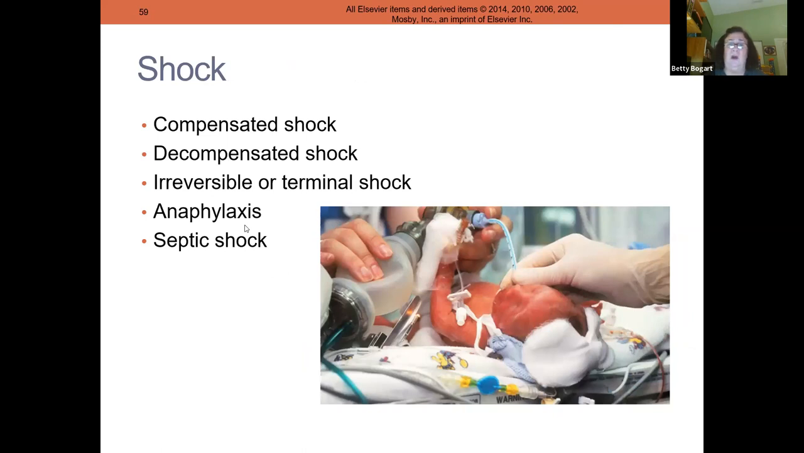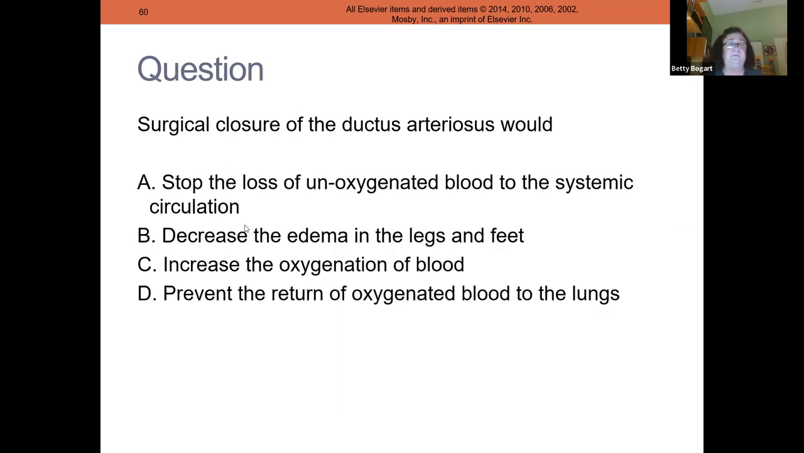Shock, what are you going to see? Decreased blood pressure, elevated heart rate, nothing you do is bringing it up. There are all different types of it. And shock, most of the time in children, is due to sepsis. Some sort of infection has overwhelmed them.